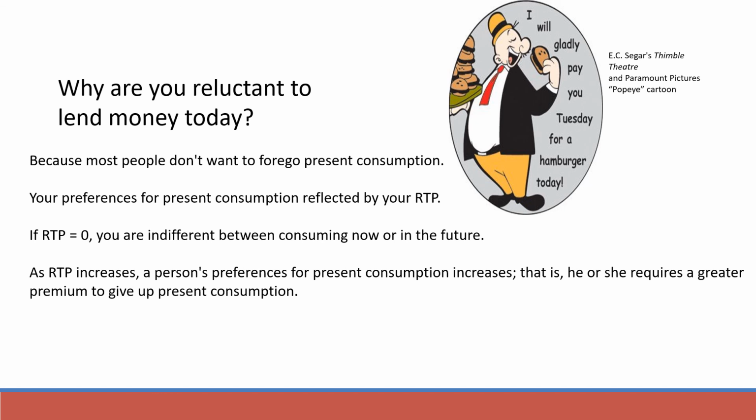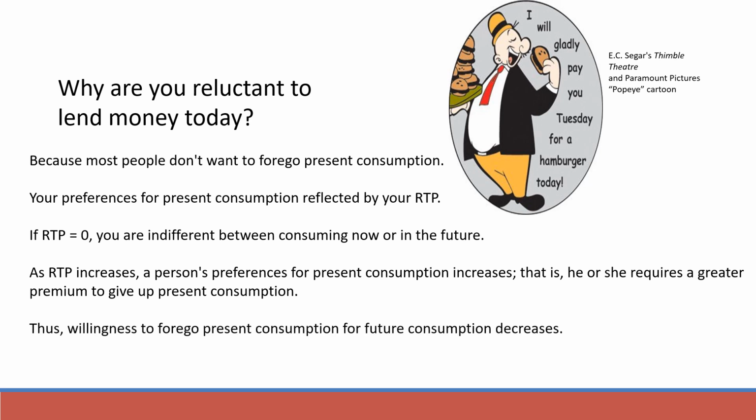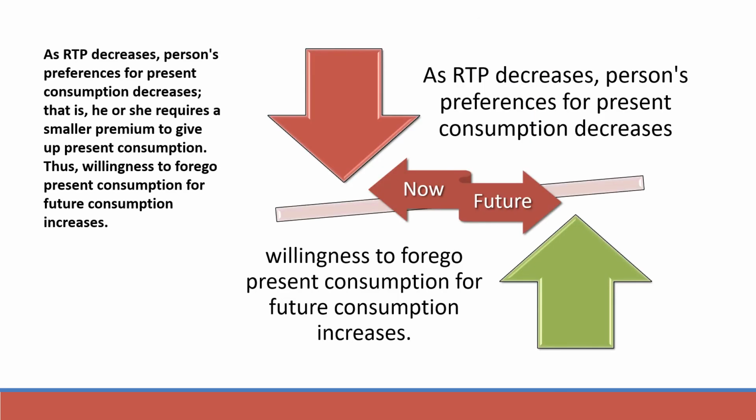As the rate of time preference increases, a person's preference for present consumption increases, that is, he or she requires a greater premium to give up present consumption. Thus, willingness to forego present consumption for future consumption decreases. Likewise, as the rate of time preference decreases, a person's preference for present consumption decreases, and the willingness to forego present consumption for future consumption increases.